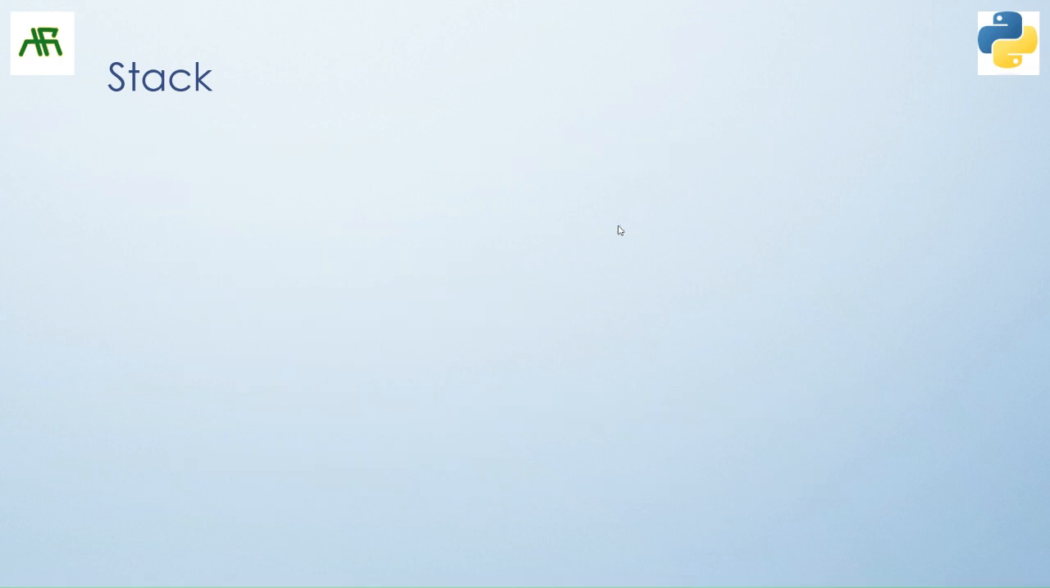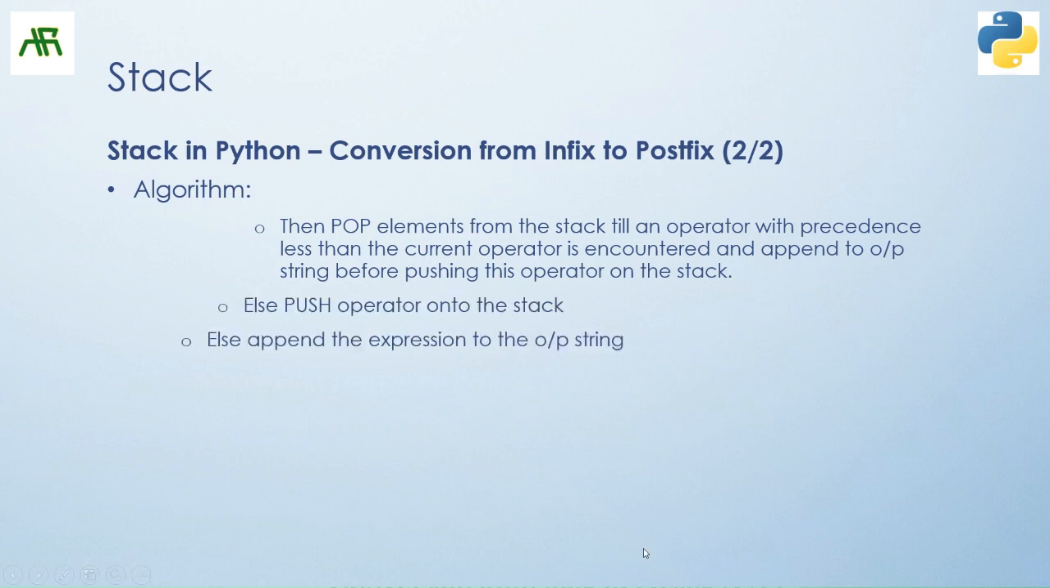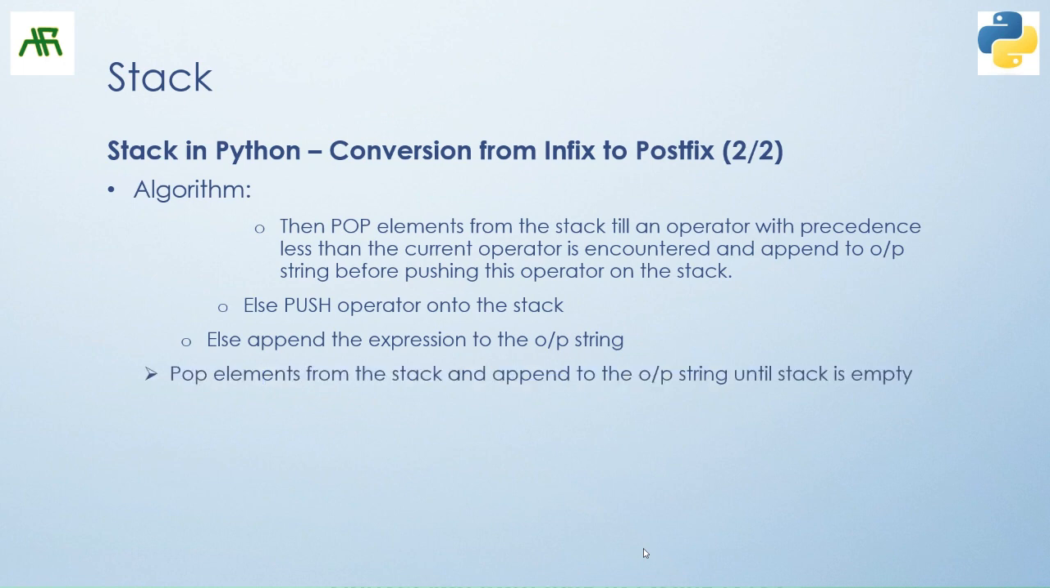If that is the case, pop elements from the stack till the operator with precedence less than the current operator is encountered. Else, push the operator onto the stack. Otherwise, if it is not an operator, then append the expression to the output string. Pop elements from the stack and append to the output string till the stack is empty. So you continue this operation until your stack becomes empty, and return the output string for further use.